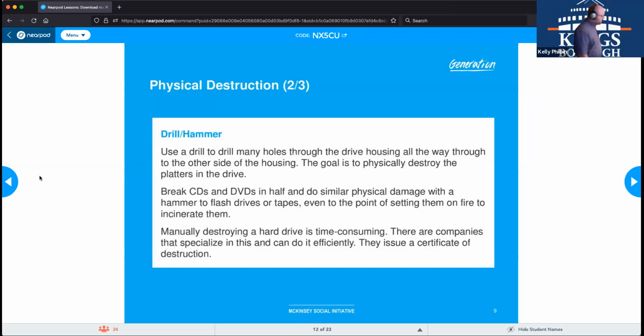So here's my problem with the drill. If you don't destroy the platter, forensically, you can go in and do a bit-to-bit transfer and still recover a large amount of data. That's my problem with drills. Somebody who knows what they're doing can potentially recover the data. That's why I don't like the drill thing. I prefer hammer because that will actually destroy the platter itself.